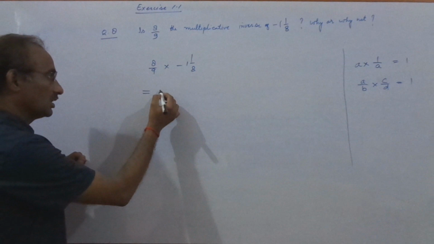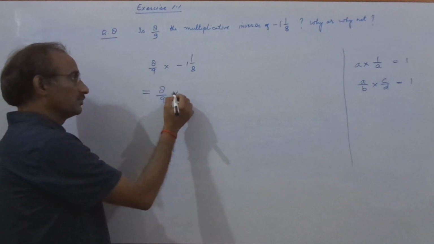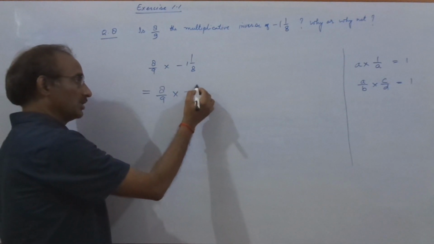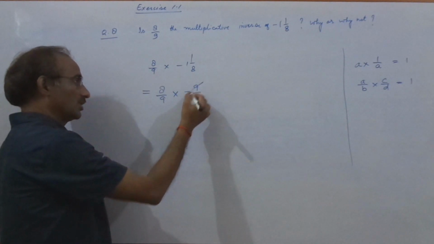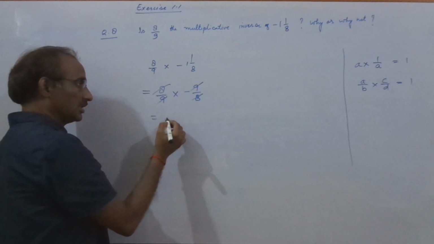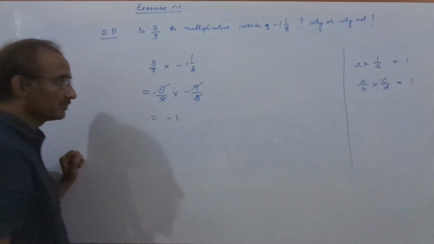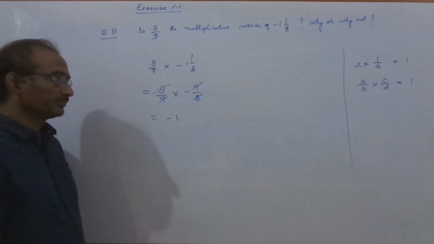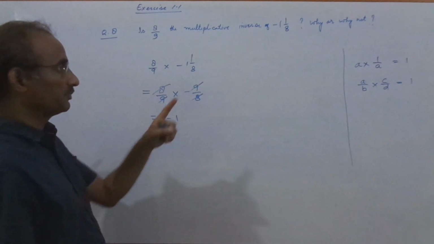It is equal to 8 upon 9 multiplied with minus 9 upon 8. 9 is cancelled with 9 and 8 is cancelled with 8. So we get minus 1. Our product is minus 1, but it should be plus 1.